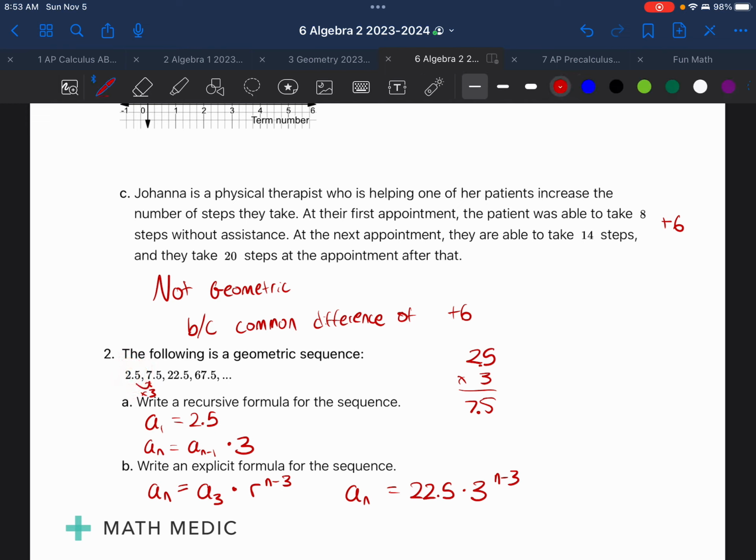So if I want to do the first term, I'll do a sub n is equal to the first term 2.5, times the common ratio of 3 to the power of n minus, what term did I use? The first term, so I'm going to put a 1 here. And if I'm looking at the answer key, they did indeed put this one.